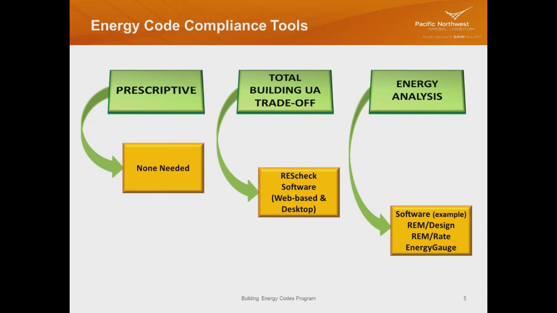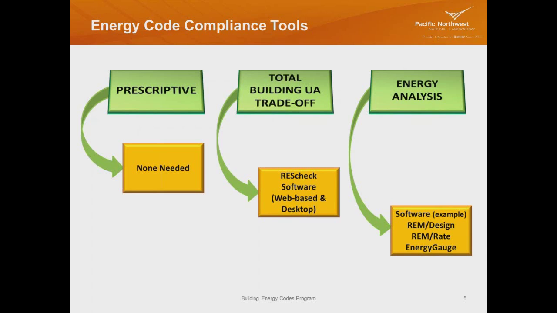So there is a prescriptive path, and if you're choosing the prescriptive path in the code, there really isn't a tool needed. You can look at the prescriptive tables in the energy conservation code, and you could fill it out by paper, but that's one option. There's a total building UA trade-off that's in the actual IECC, International Energy Conservation Code, and that is what the software REScheck is built on. And we have not only a web-based tool, but we have a desktop version right now as well. And then there's an energy analysis option, which is full energy simulation.